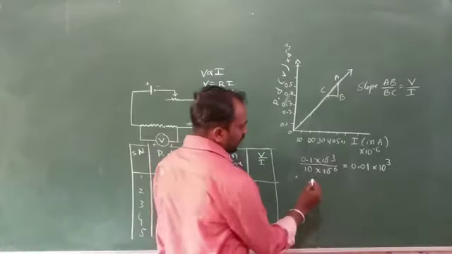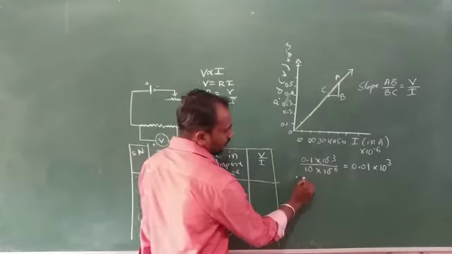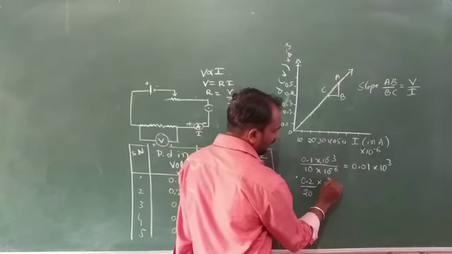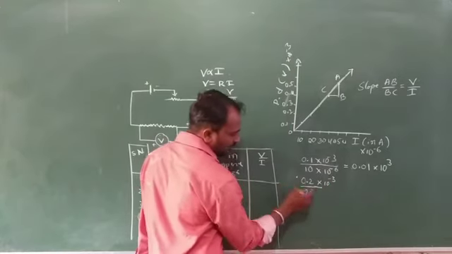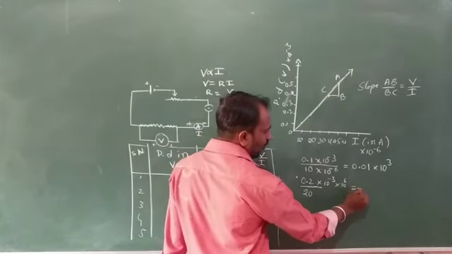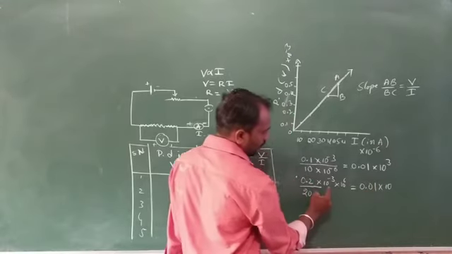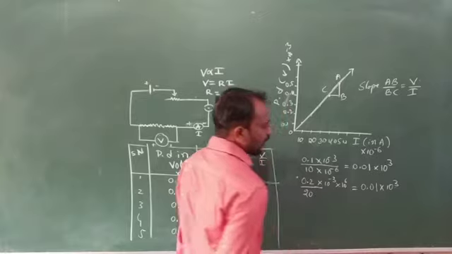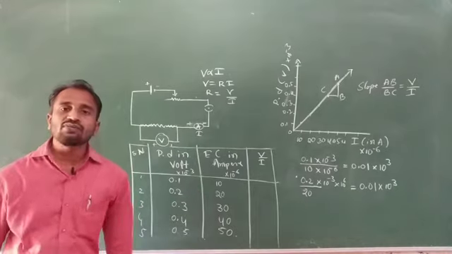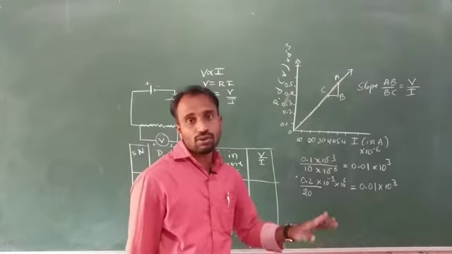Okay, next the second reading: 0.2 divided by 20, with 10 power minus 3 and 10 power minus 6, so again 10 power 3. So this is the same, 0.01 into 10 power 3. It means almost all the V divided by I values are a constant value, that is 0.01 into 10 power 3 ohm.